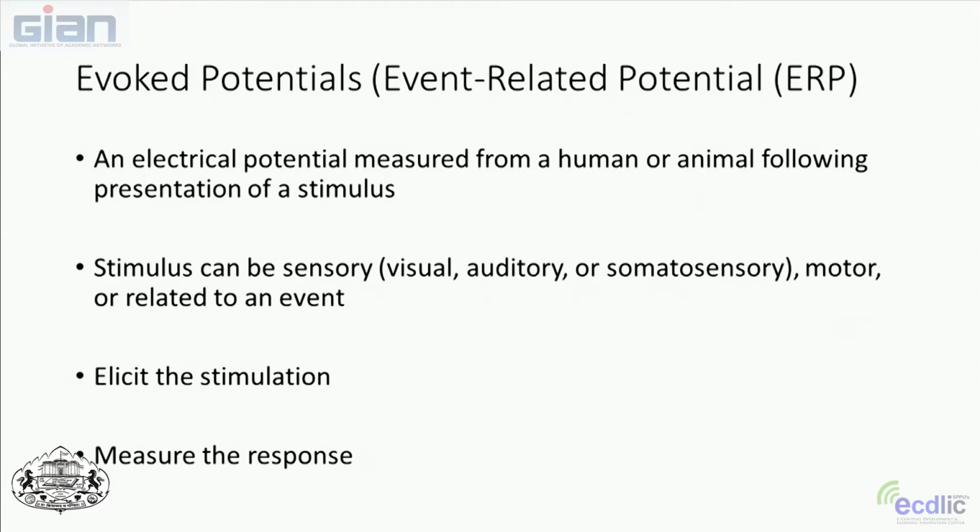Okay, we're going to talk about evoked potentials. Okay, so an evoked potential is an electrical potential measured from a human or an animal following the presentation of a stimulus. So the stimulus can be sensory, visual, auditory, or somatosensory, a touch, motor, or related to an event. So what happens for these ERPs is that you elicit the stimulation and then you measure the response.